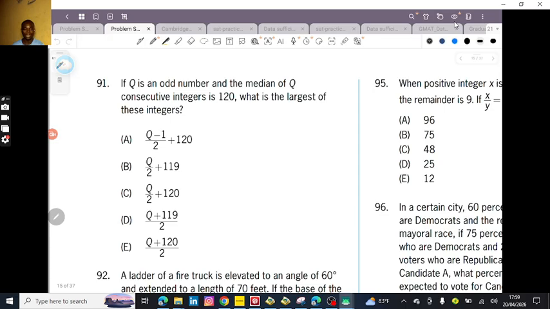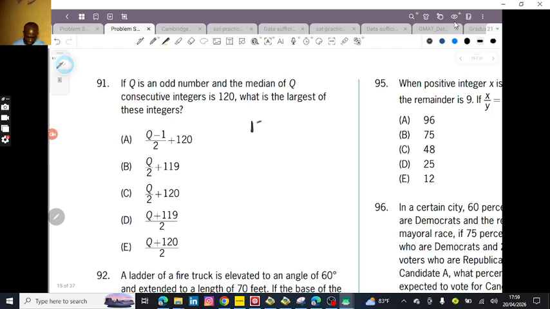Number 91, based on the concept of mean and median, because we know the median. If Q is an odd number and the median of Q consecutive integers is 120, what's the largest of these integers? The first thing to solve a question like this is to make it your own. So we can say three consecutive integers, since Q is an odd number, so we make it 3. The median of 3 consecutive integers is 120. What is the largest of these integers?